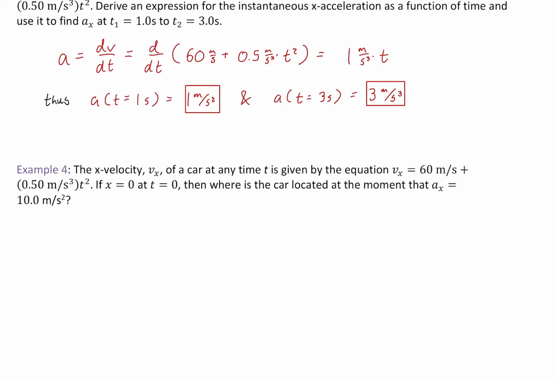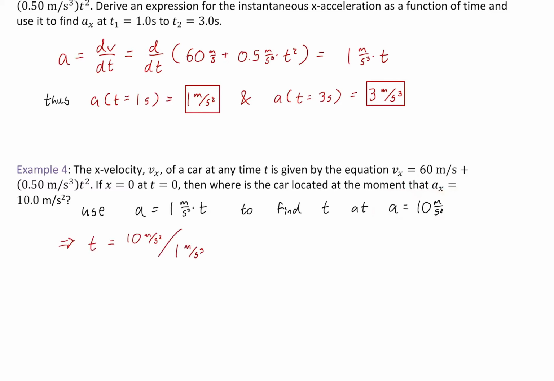Then where is the car located at the moment that the acceleration is 10 meters per second squared? Okay, interesting. We can find out what that moment is just by thinking about it, because we know that it goes up 1 meter per second squared per second. So we should probably expect that to give us 10. Let's prove it. All right, so use a equals our function from the previous one, our time-dependent function for acceleration. Define t at a equals 10.